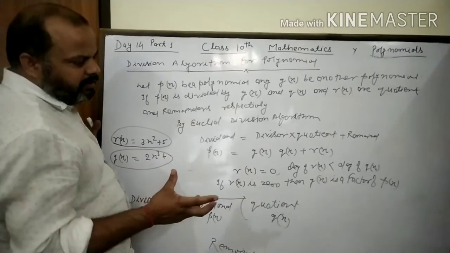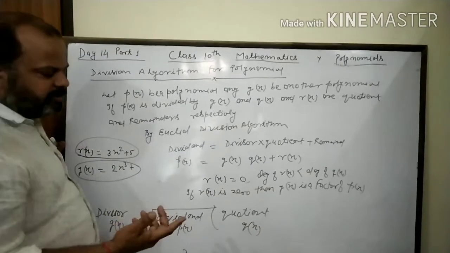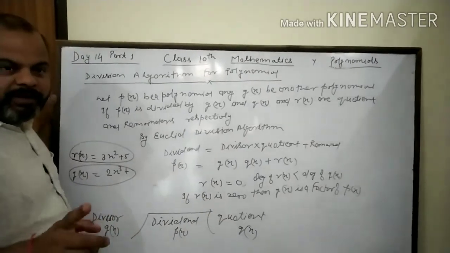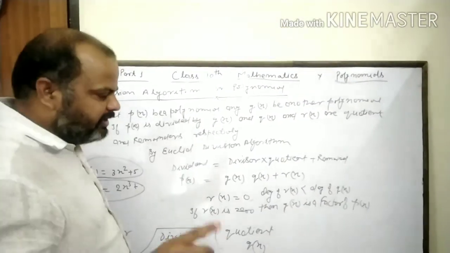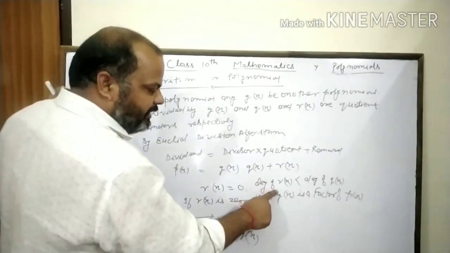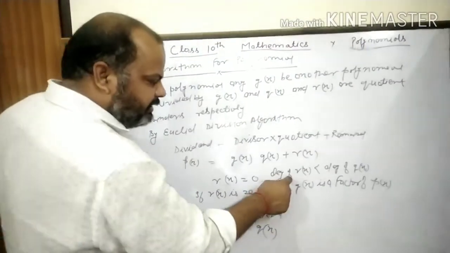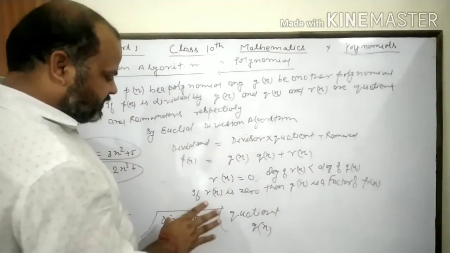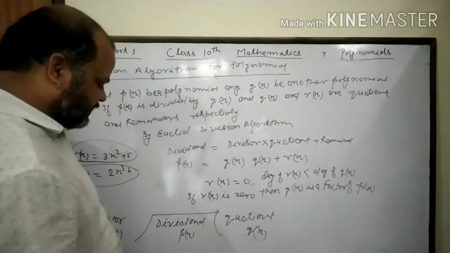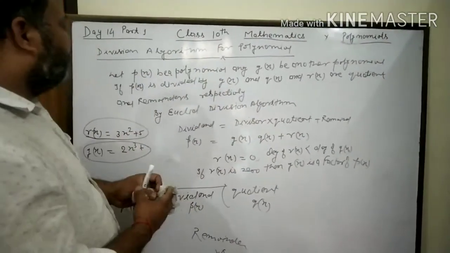Now what condition for the Rx? If you can divide, then it may be possible the remainder is 0, then Rx is 0. Or, you know that the remainder is always less than the divisor. Then in the polynomial, the degree of the remainder is always less than the degree of the divisor. Then the degree of Rx is less than the degree of Gx. If Rx is 0, then Gx is a factor. This is the process of the division algorithm for polynomials. Now we will discuss with an example.